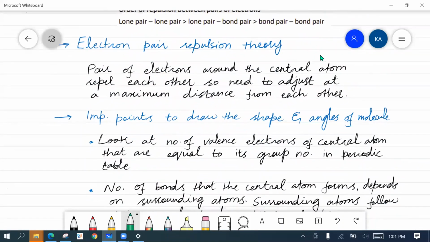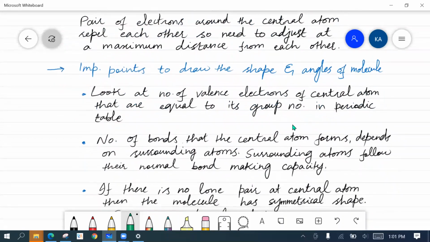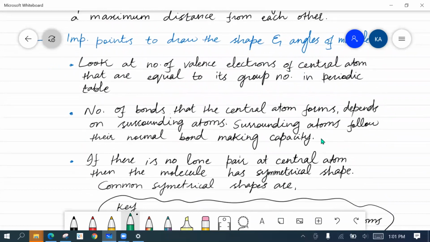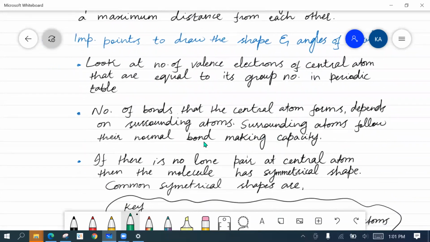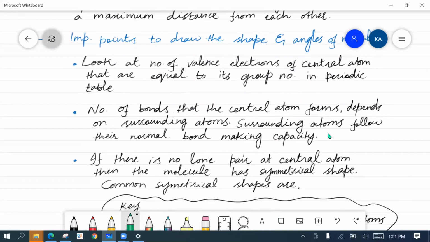So there are some important points of this theory. The first point says that we must know how many electrons are there on the central atom, which we can see easily from its group number in the periodic table. And the second point, we must know how many bonds are formed by the central atom, and the bond making capacity of the central atom depends on the number of surrounding atoms.